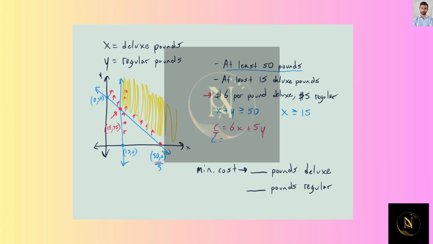And to see which one minimizes our cost, we'll substitute into our objective function for cost, starting with our (50, 0). So it would be C equal to 6 times 50 plus 5 times 0, which would give us an output of 300. And then for our other point, (15, 35), that would be 6 times 15 plus 5 times 35. And that would evaluate to give us 265. And since we want the minimum cost, 265 is our minimum. So that means that 15 pounds of the deluxe and 35 pounds of the regular would give us our minimum cost.